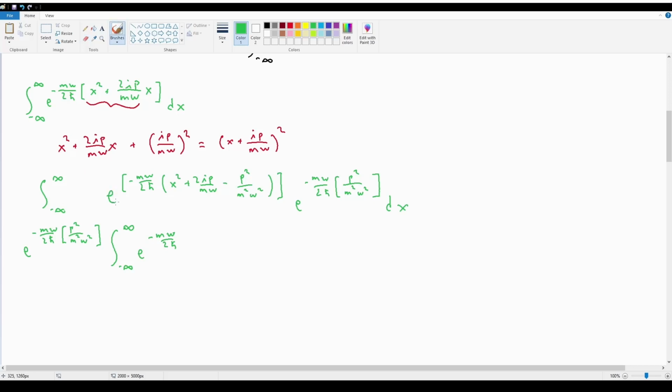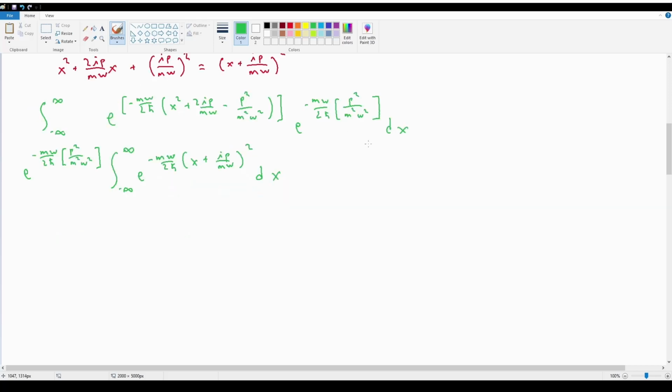Do that again. This is just e to the power of that. Anyway, negative m omega over 2h bar, and I'm going to factor this term. So this is going to give me, multiplied by x plus ip over m omega squared, and I close this off with a dx. So at this point, I can now use u-substitution.